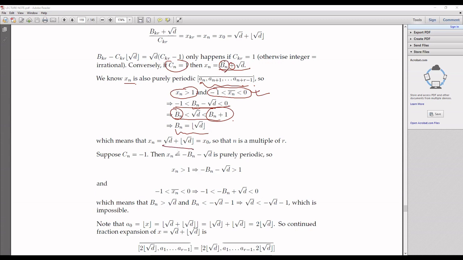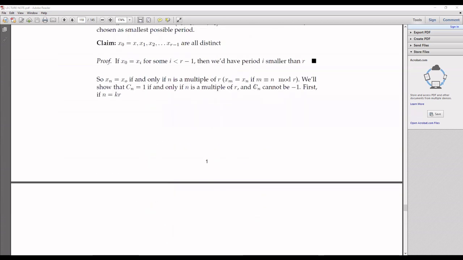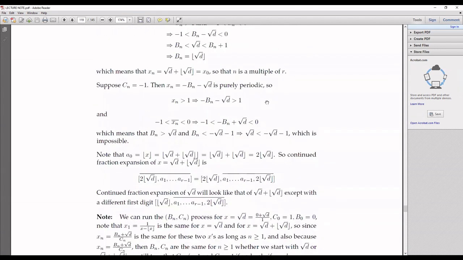To get that xn is this guy. And if xn is this guy, which is exactly equal to x naught, this just means that it's repeating after n places. So n must be a multiple of the original period r. This proves our claim, only the first part of the claim. The second part, or last part, was that Cn cannot be minus 1. We have to prove that as well. Let's see.